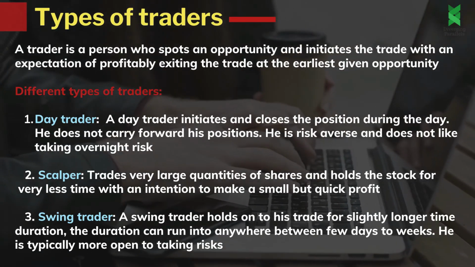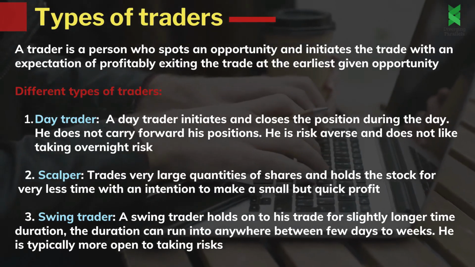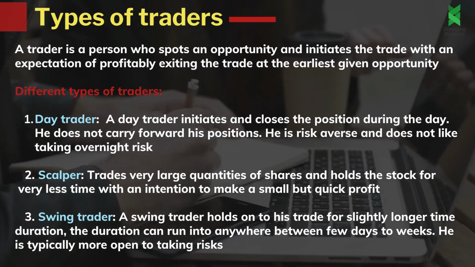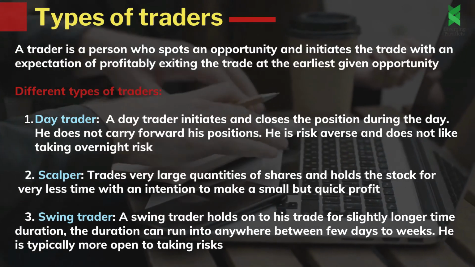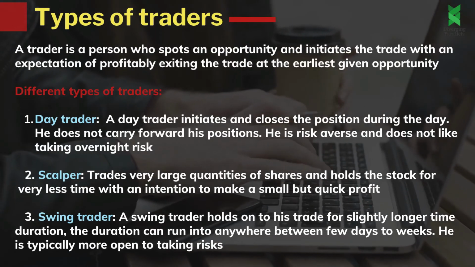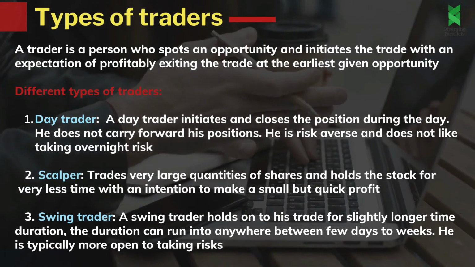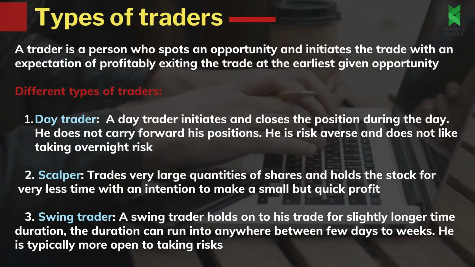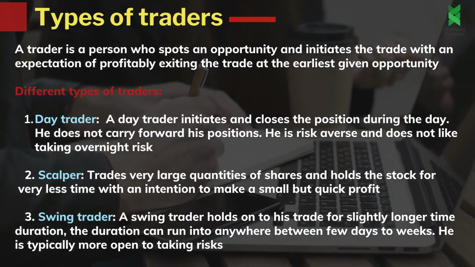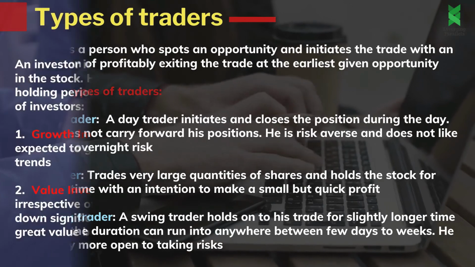Second is the scalper. They trade very large quantities of shares and their holding period is very short. Their intention is to make quick profit. Third is the swing trader. A swing trader holds on to his trade for a slightly longer time duration, and the duration can run anywhere between a few days to weeks. So they are typically more open to taking risk.